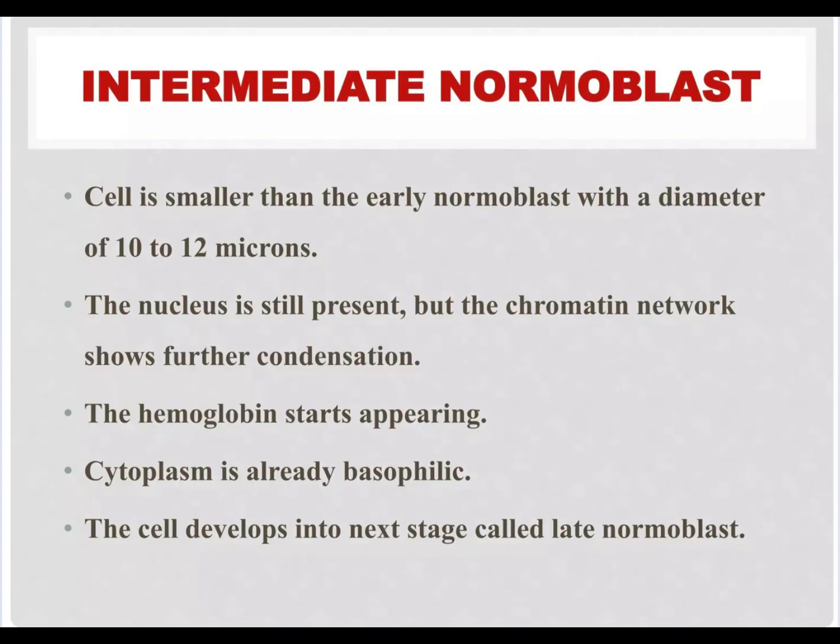So why is this intermediate normoblast very important? Now there's more shrinking. The cell that was 15 micrometer before has shrunk to about 10 to 12 micrometer. So follow the trend. The nucleus is still present, because the first thing that went was the nucleolus. Now here hemoglobin starts to appear. There's hemoglobin production here. Are you getting now?